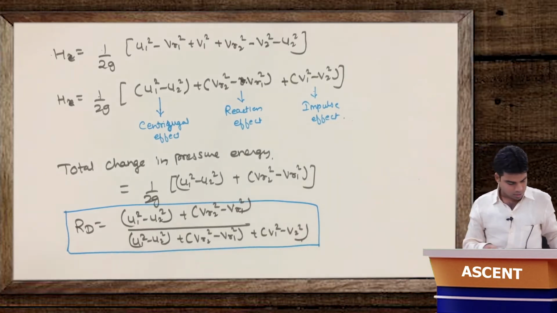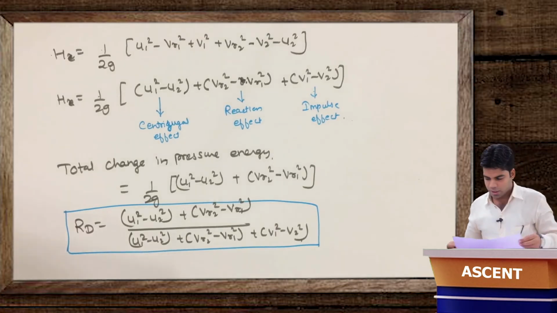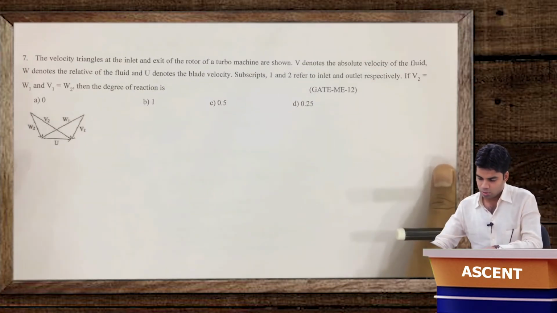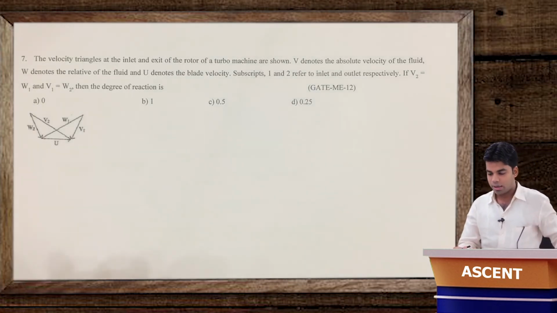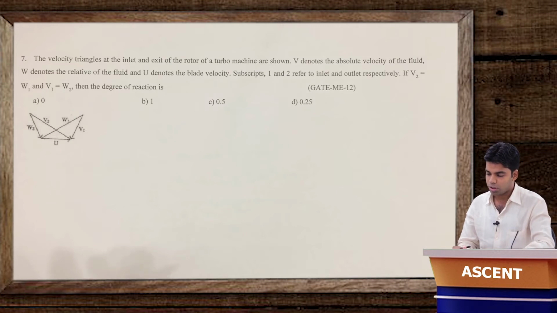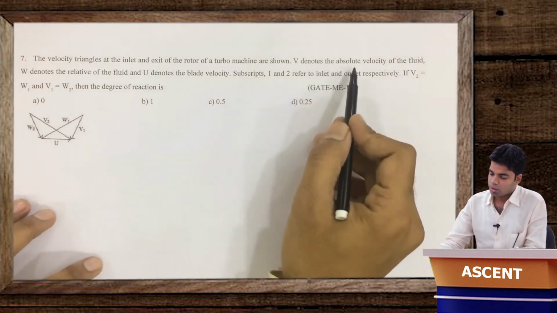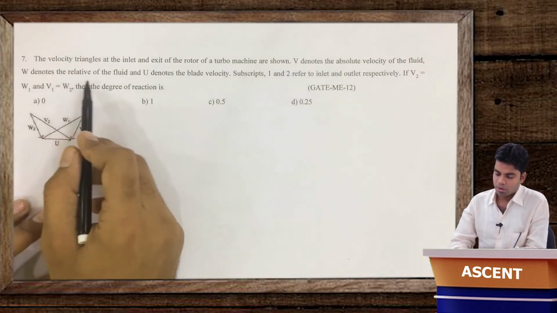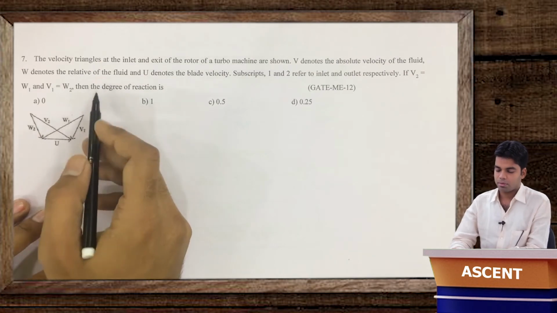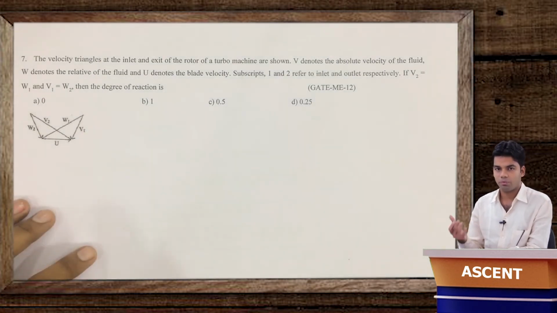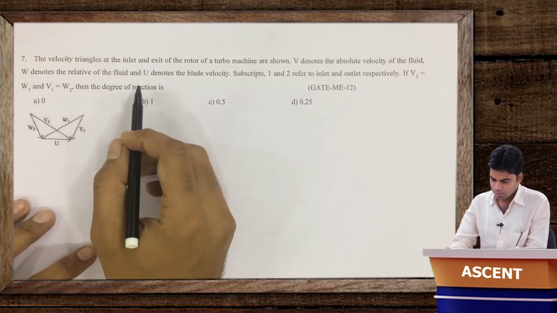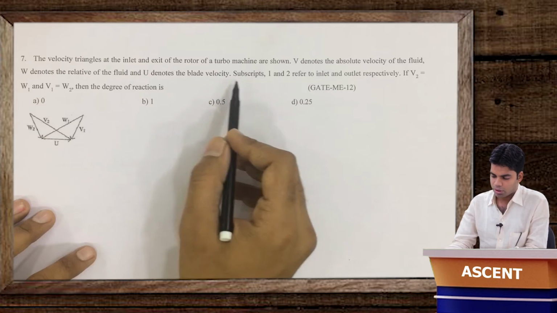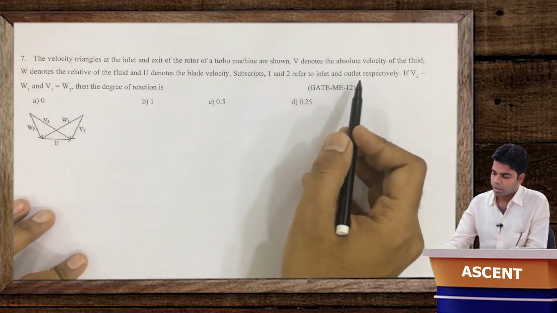So now we will solve one question on this degree of reaction. This was asked in GATE 2012. The question says the velocity triangles at the inlet and exit of the rotor of the turbo machine are shown. V denotes the absolute velocity of the fluid, W denotes the relative velocity. That means the relative velocity, which we denote by Vr1, here will be denoted by W1 and W2. And U denotes the blade velocity. Subscripts 1 and 2 refer to inlet and outlet respectively.